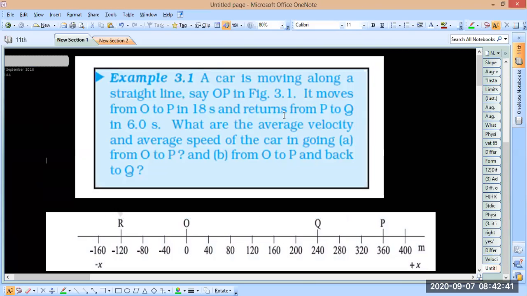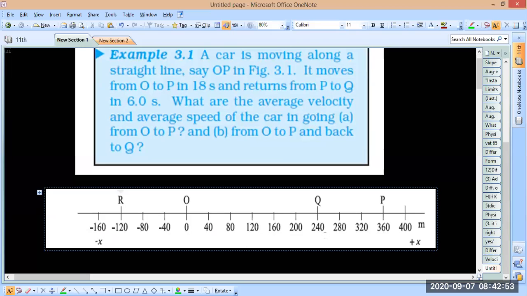Let's read it now. It says that this car is moving along a straight line, means motion in one dimension, say OP, from O to P. Where's O? Here O means origin. Generally, that's how people take it. This is O, to P. So the car goes from O to P. It moves from O to P in 18 seconds and returns from P to Q in 6 seconds.